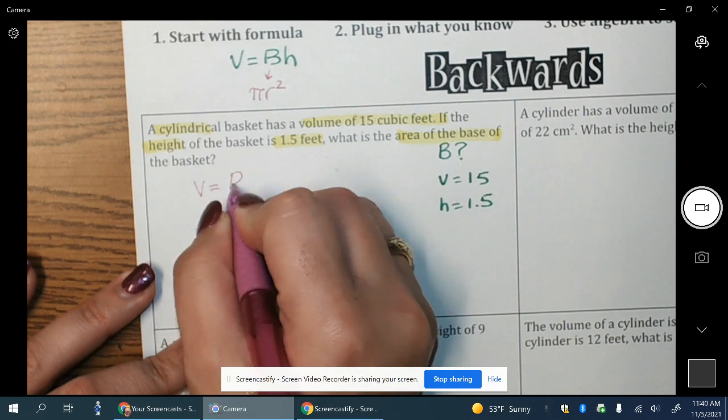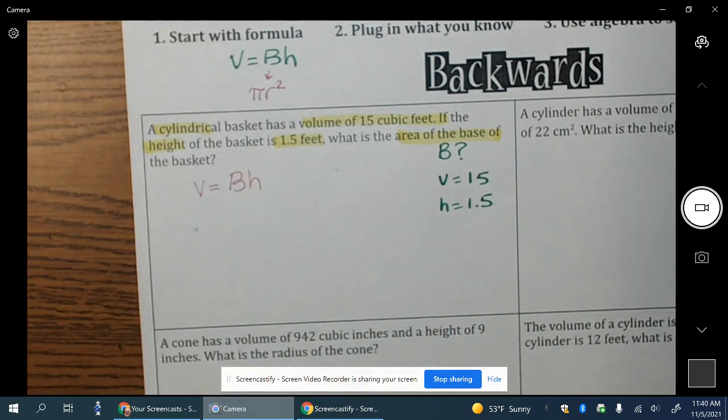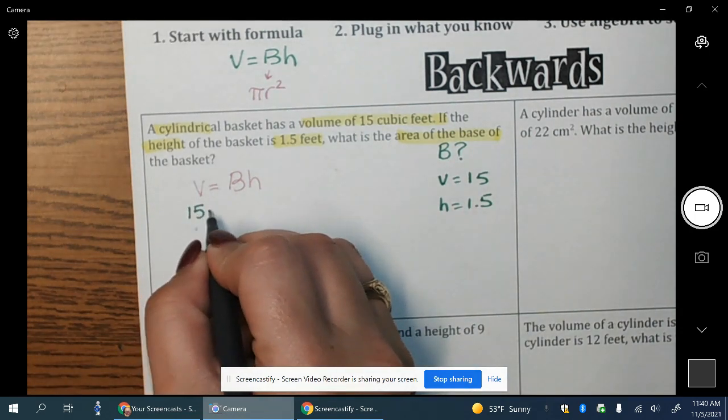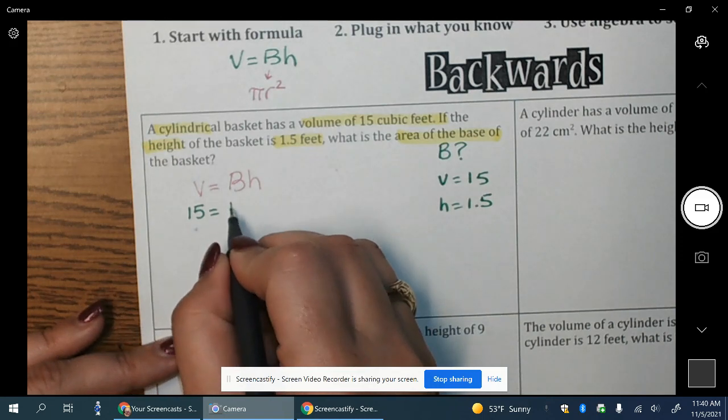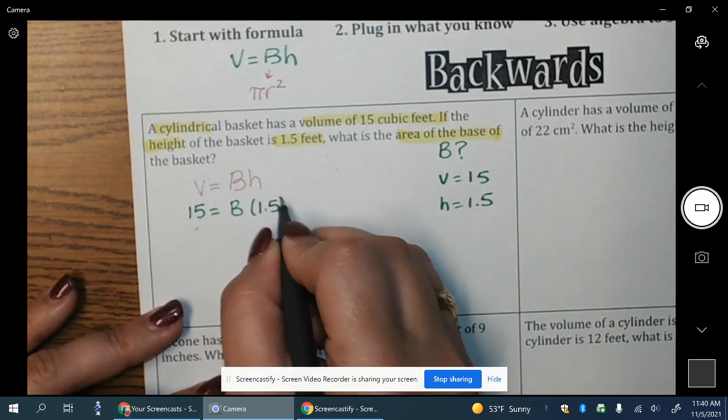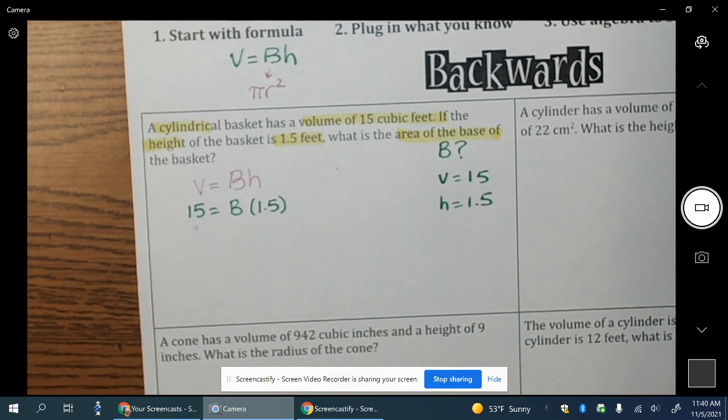So I'm writing my formula. I'm plugging in what I know. Do I know the volume? Yes, it's 15. Do I know big B? No. Do I know the height? Yes. Okay. Everybody okay with what I've done so far? All I'm doing is plugging them in.